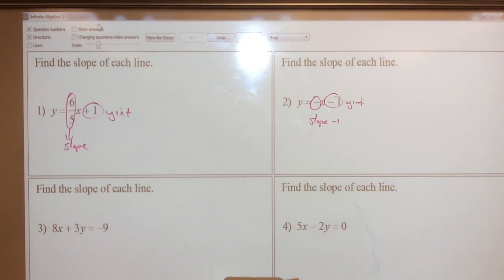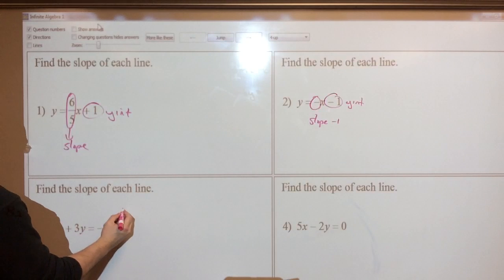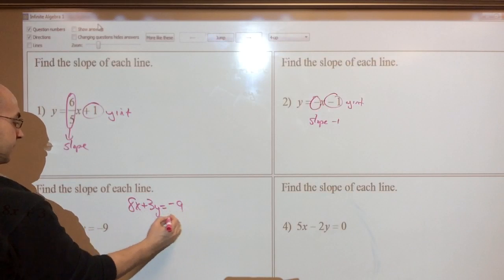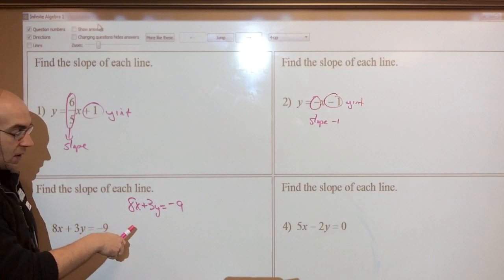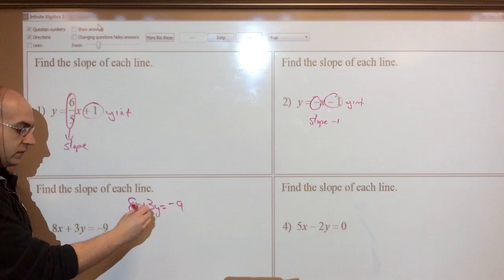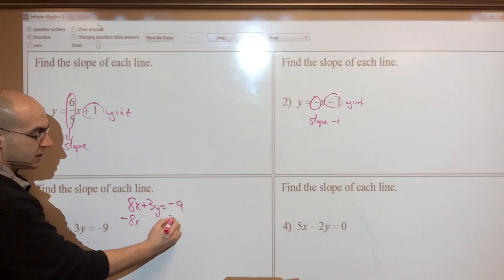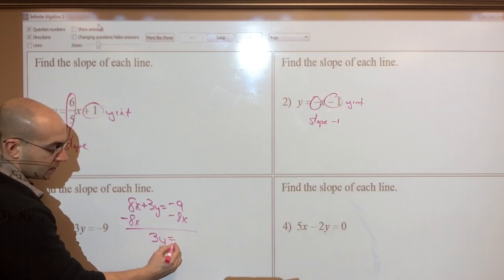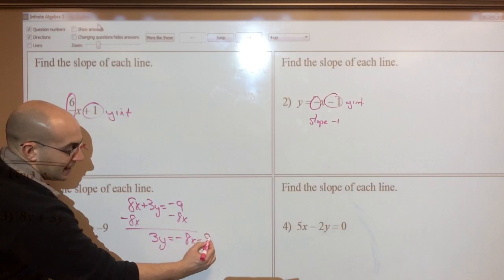Here, for the bottom two, I need to make this look like slope-intercept form. So don't just circle things. Okay, that's totally wrong. So 8x plus 3y equals -9. I am taking away whatever the term is with x and moving it. So in this case, I have to subtract it. Okay. I'm going to rewrite, which is 3y.